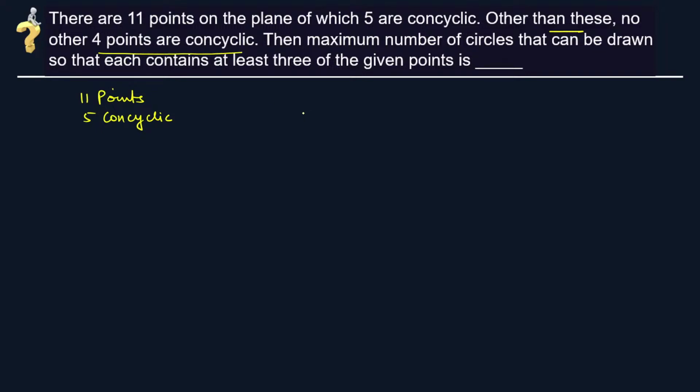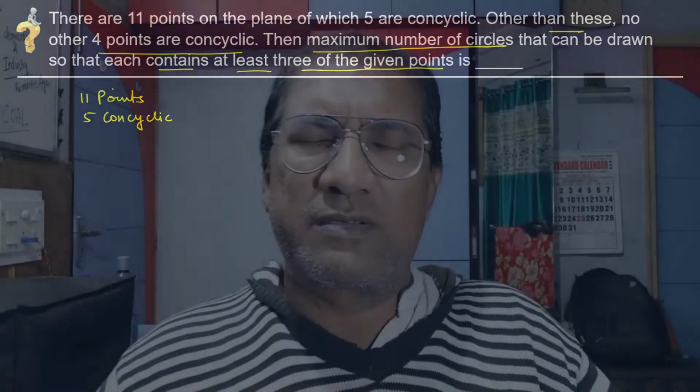And our question is, find the maximum number of circles that can be drawn so that each contains at least 3 of the given points. Now we all know that through 3 points, you are always going to get a unique circle.